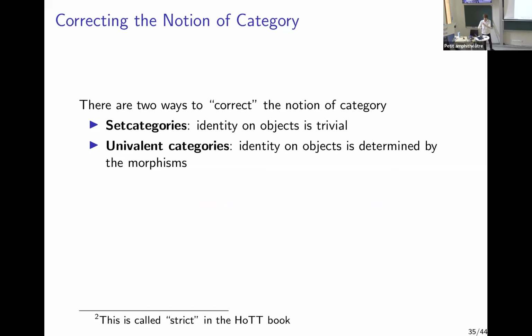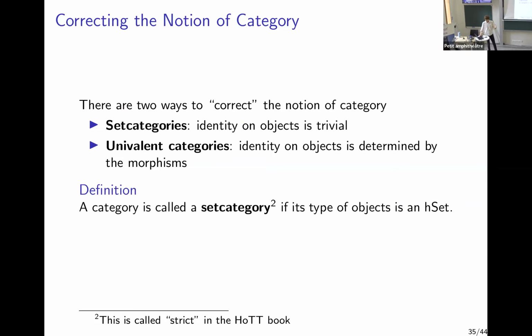Two possibilities. Either we just say that part is trivial, we just cut it off. And we say it doesn't really matter, it is just trivial. This is the notion of set category, which basically represents doing category theory up to isomorphism. It's something you can make precise. Identity of set categories is isomorphism. The other way is by saying, well, actually this information of the paths was redundant because it was actually determined by the morphisms, which gives the notion of univalent category.